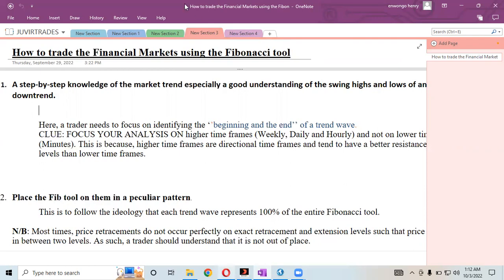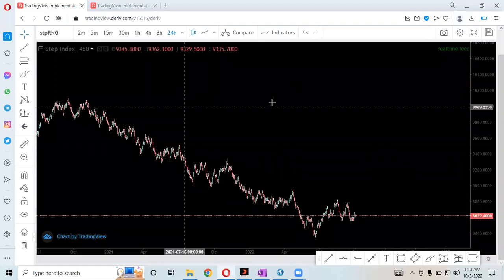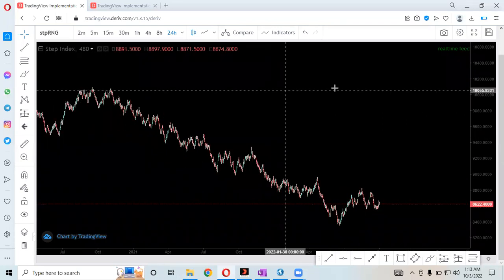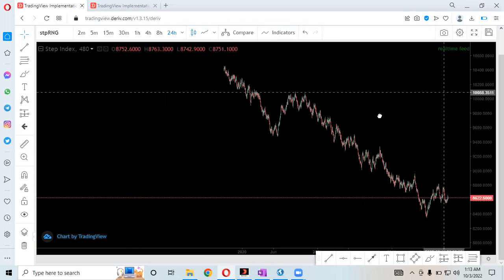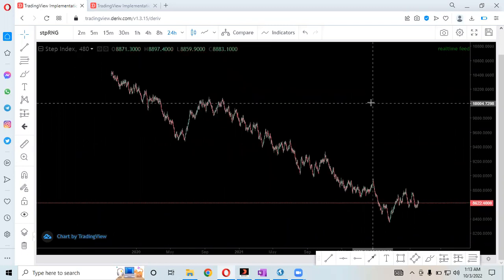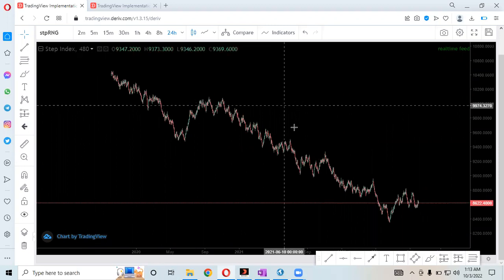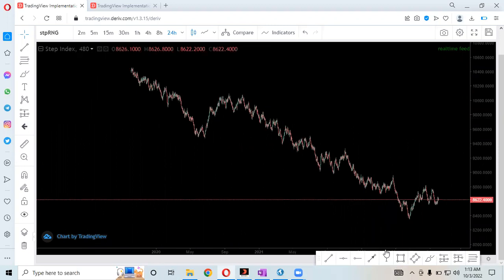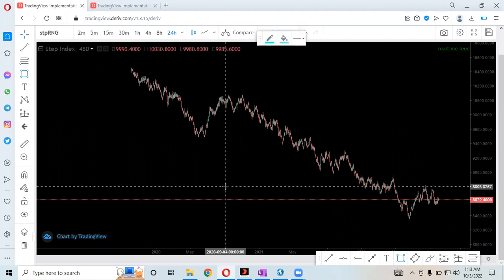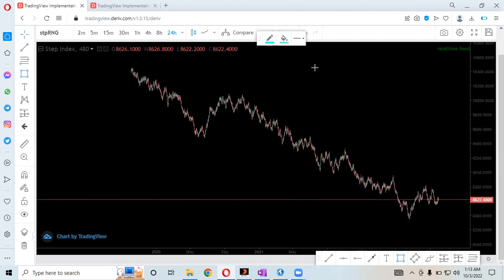What do I mean by that? This is Step Index, and looking at it, Step Index has actually been on a bearish trend for many years, over 3 years or 2 years plus. Okay, so to identify our swing highs and swing lows, the clue was to look at number one, a higher time frame. So we're on a 24-hour time frame that you can see here. And the second one was on what? To focus on the beginning and the end of a trend wave, which is what? This. I'll look at this, and then this, and then this.